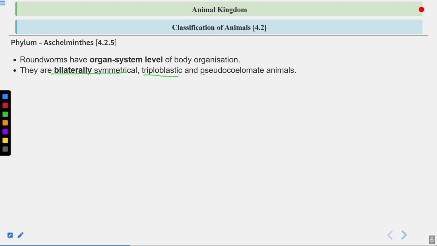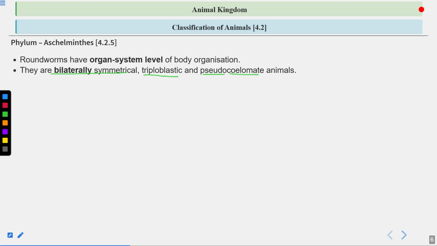Pseudocoelomate. Pseudo means false, and coelomate means body cavity. Body cavity. This is the only phylum in which we see pseudocoelomate. So again, just to remember, we have three worm phyla: Platyhelminthes, Aschelminthes, and Annelida. These are the three worm phyla. Platyhelminthes, flatworm; Aschelminthes, roundworm; and Annelida, segmented worm. The organisms that have segments are called segmented worms. The three different worm phyla.